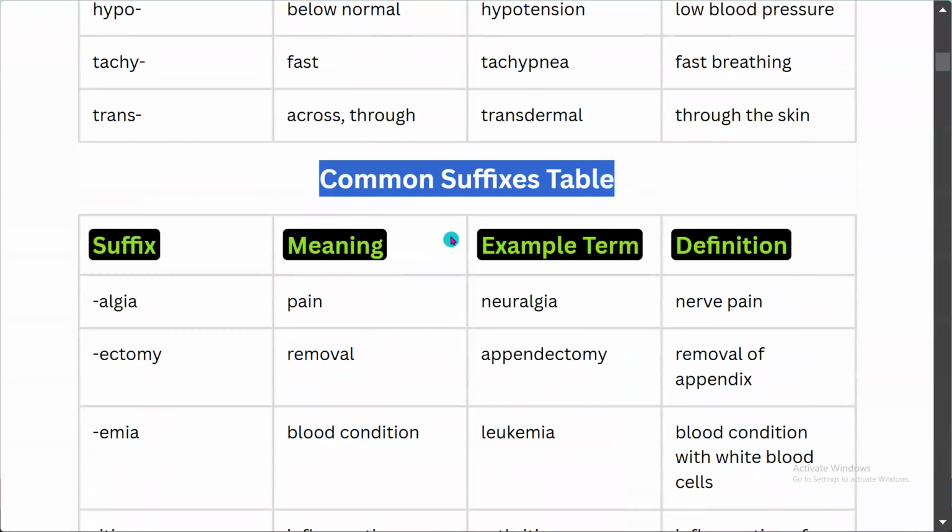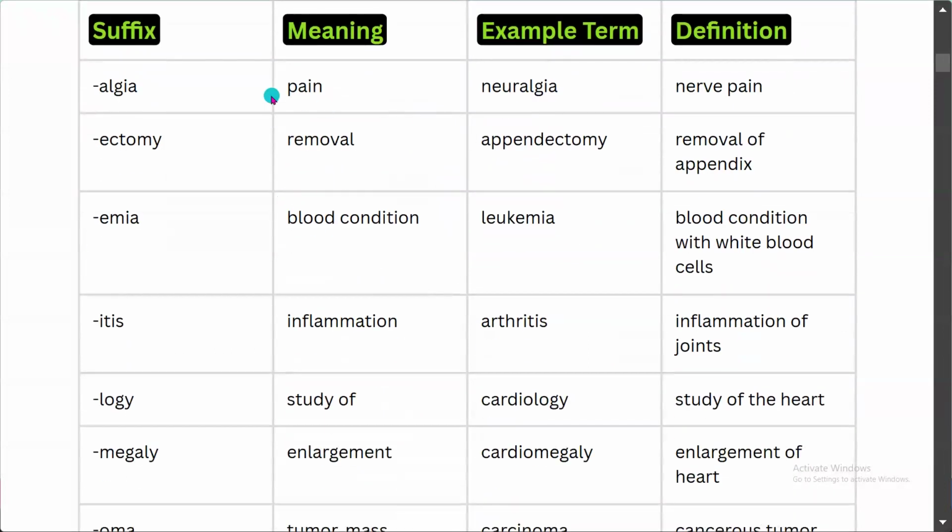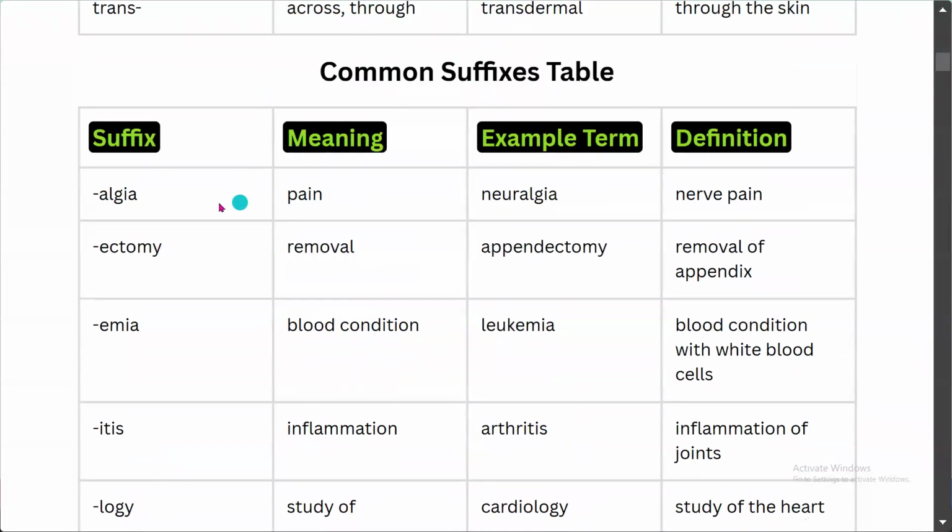Now see, the suffix means the word which is given after the root word. Algia, neuralgia. Neuron is the main term, and the suffix word is algia, that means pain. So that means nerve pain.